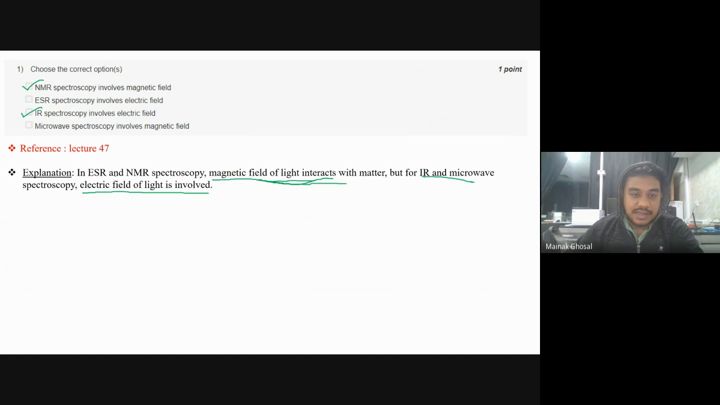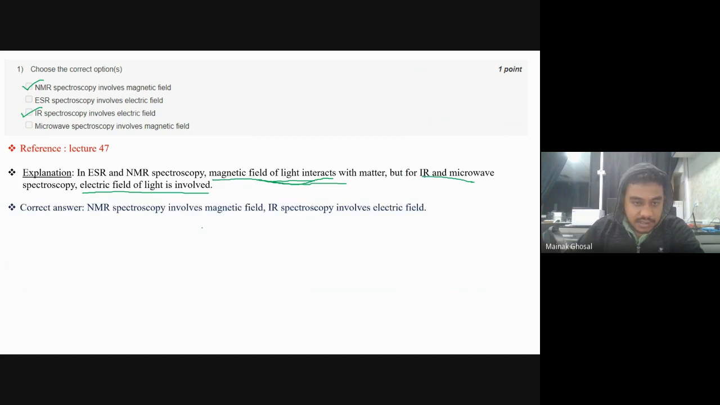So ESR and NMR, these two resonance spectroscopies, work with the magnetic field, and the others, IR and microwave, the vibrational and rotational spectroscopies, actually use the electric field of light. So this is the correct answer: NMR spectroscopy involves magnetic field, but IR spectroscopy involves electric field.